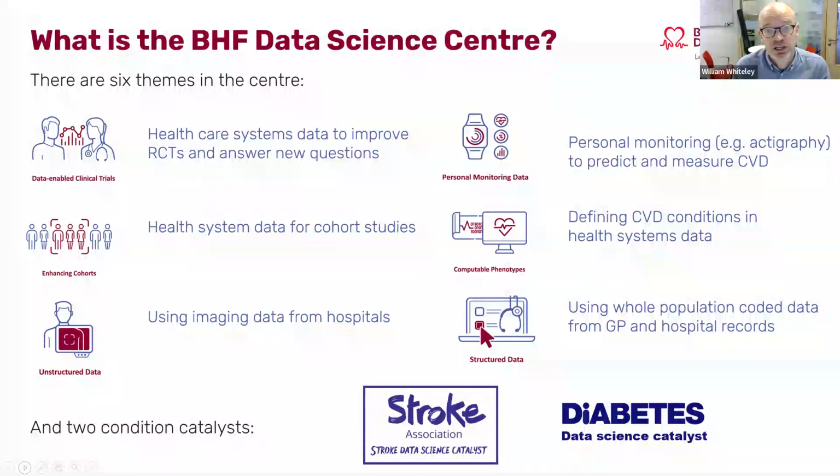And lastly, the structured data theme, by no means least, which is where there have been a lot of outputs over the past few years, which uses whole population coded data from primary care, hospital records, death records, and many other data sets to produce insights into cardiovascular disorders across the United Kingdom. And more recently, there have been 2 condition-led catalysts to try and think about particular disease areas. So the diabetes data science catalyst is looking at diabetes, and I'm talking to you today about stroke. And of course, cardiovascular disorders as a whole are addressed by everyone else in the centre.